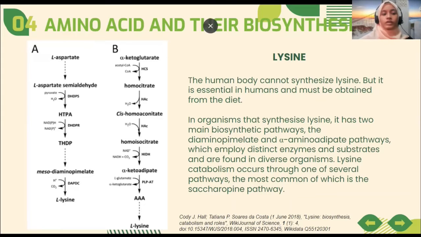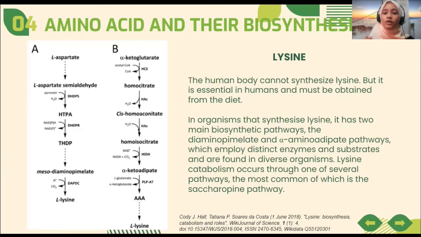So there are two pathways that have been identified in nature for the synthesis of lysine. The first one is the diaminopimelate (DAP) pathway, which belongs to the aspartate-derived biosynthetic family, which is also involved in the synthesis of threonine, methionine, and isoleucine. Whereas the second one is the alpha-aminoadipate (AAA) pathway, which is part of the glutamate biosynthetic family.